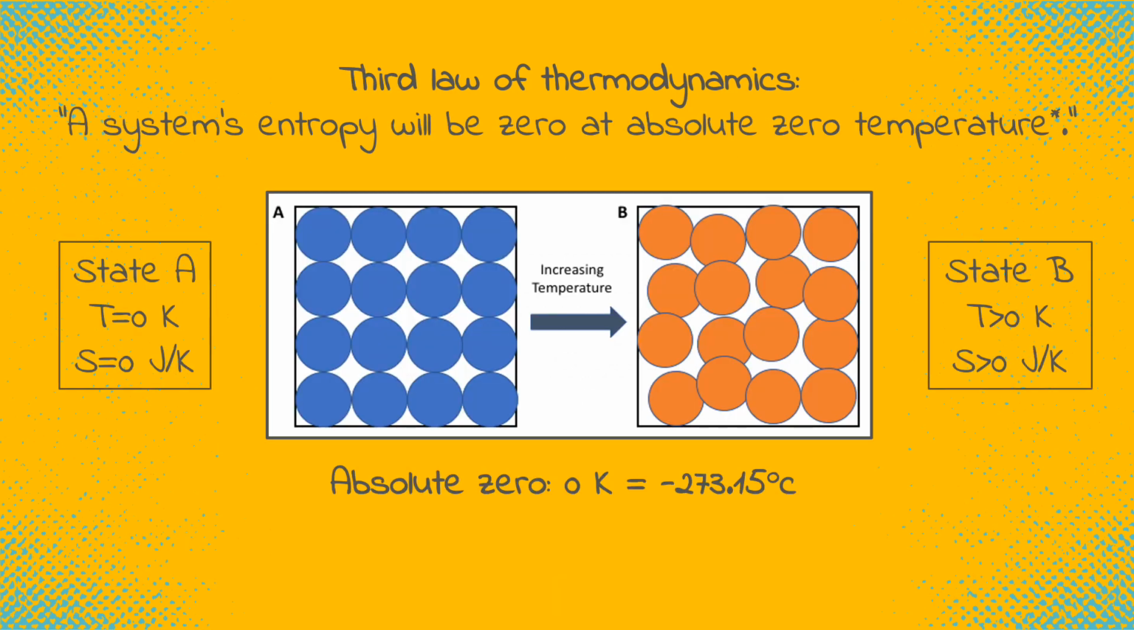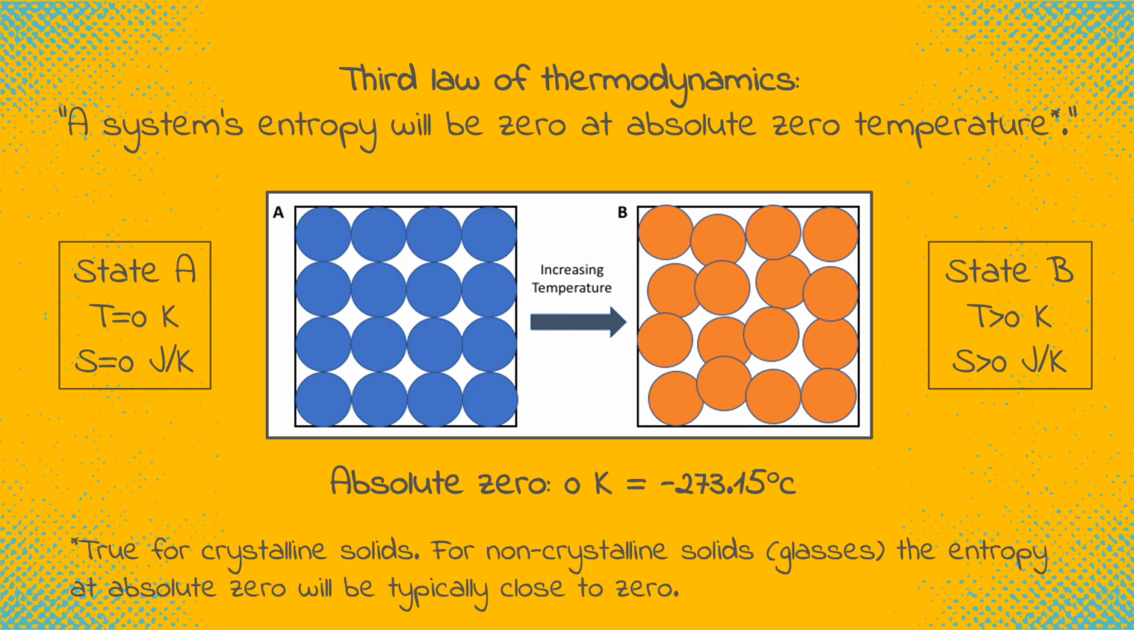The third law of thermodynamics states that a system's entropy will be zero at absolute zero temperature. Absolute zero is defined as 0 degrees Kelvin or minus 273.15 degrees Celsius. Increasing the temperature of a system will result in an increase in its entropy as well. The statement of the third law of thermodynamics is true for crystalline solids. However, for non-crystalline solids like glasses, the entropy at absolute zero will be typically close to zero.